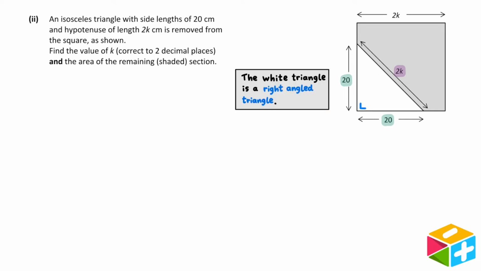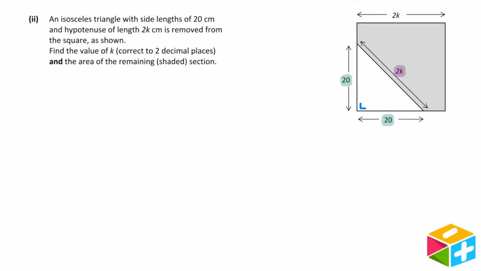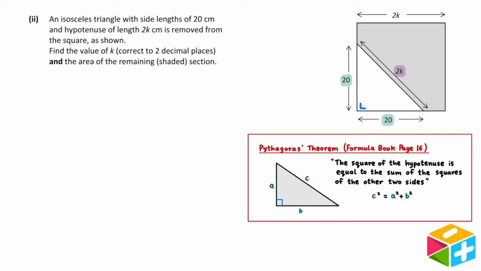An important observation here is that the white triangle is a right-angled triangle. This is because the 4 corners in a square are all right angles. Well, we've a right-angled triangle and we're concerned with the 3 sides. In this situation, we can use Pythagoras' theorem. This can be found on page 16 of the formula book. It states that in a right-angled triangle, the square of the hypotenuse is equal to the sum of the squares of the other two sides.